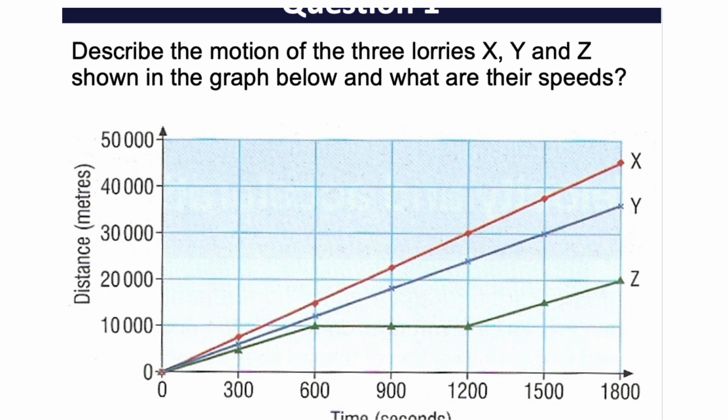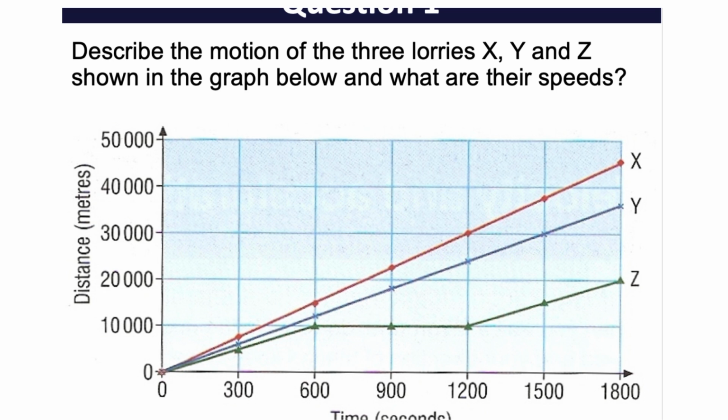The highlight moves to the green line for lorry Z, but the most interesting tale belongs to lorry Z, the green line. Lorry Z starts its journey at a good pace. But look what happens at the 600-second mark, or 10 minutes in. The line goes completely flat. This means that while time was ticking by, lorry Z wasn't moving at all. It was stationary. Perhaps the driver took a well-deserved coffee break or had to make a delivery. After a 600-second or 10-minute stop, at the 1200-second mark, the journey resumes at the exact same speed as before.